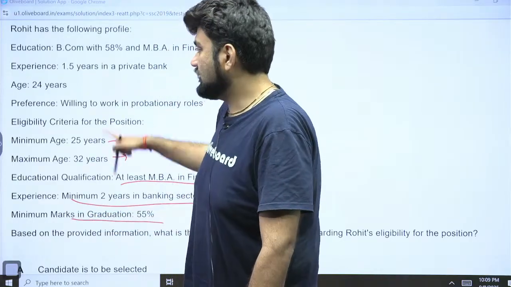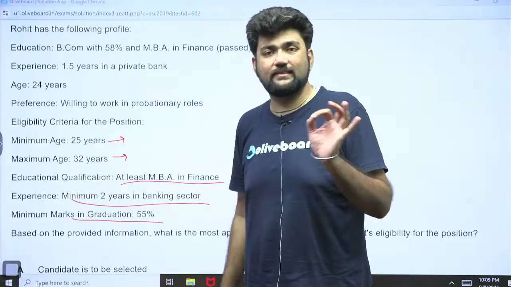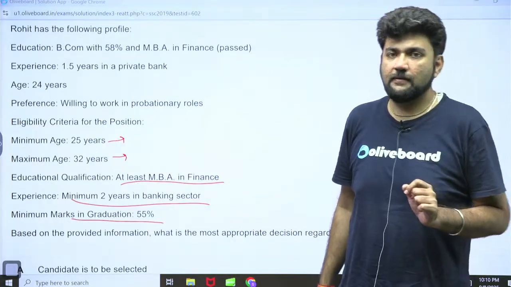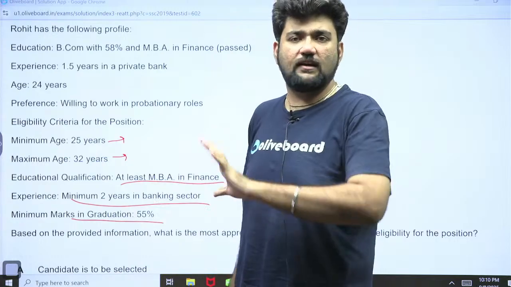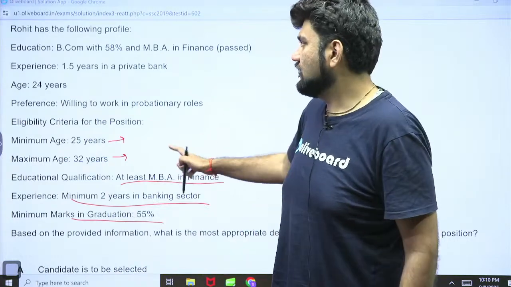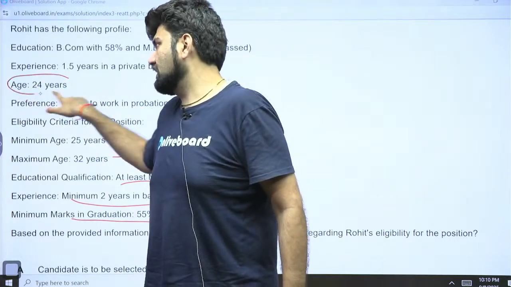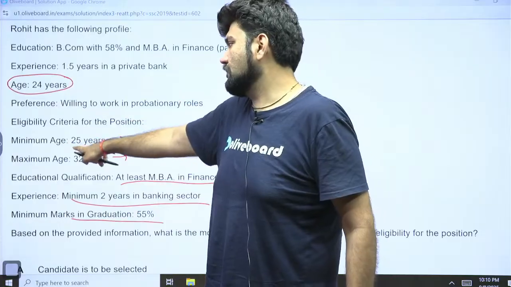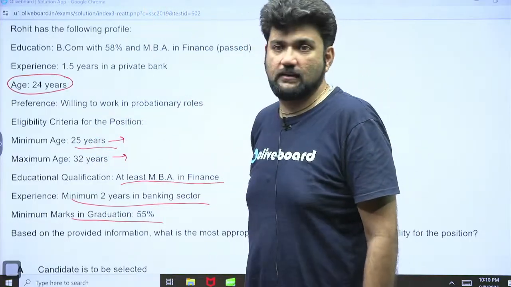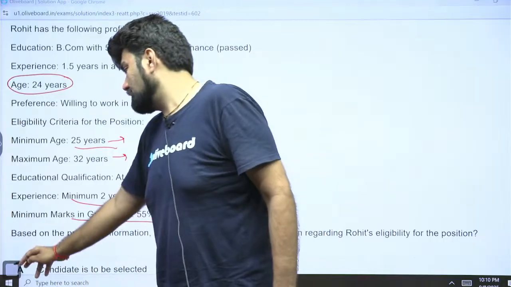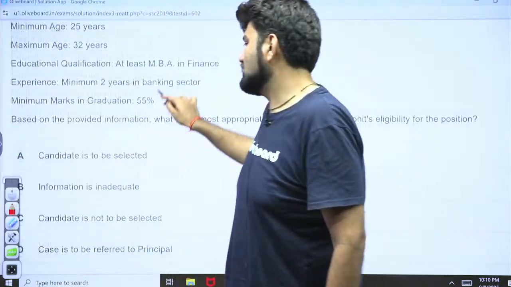But if you see, there is no exception. If there is no exception, what you have to understand in decision making is that everything is a strict rule. Even if one rule is not satisfied, the person is not going to be selected. Here, if you observe the age criteria itself, nothing else: he is 24 years, minimum 25 years is required. He will be rejected right away. Don't even have to check anything else. So that is how you can save time in these questions. These questions are all about time consumption. That's it.